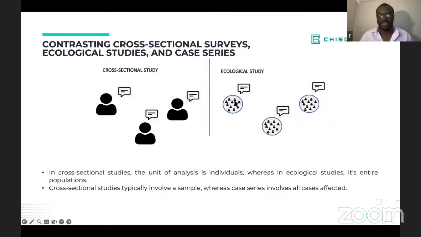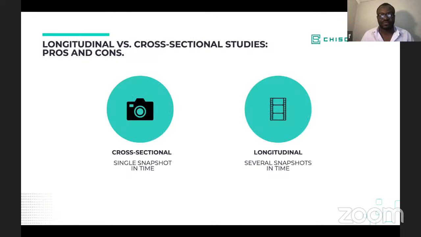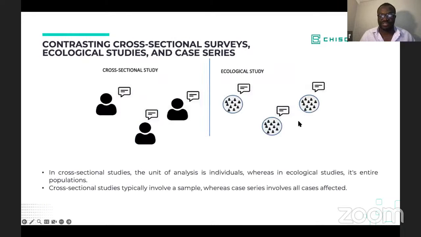For ecological studies, the unit of analysis is populations or groups of people, not necessarily individuals. And that's why here we talk about a very important type of bias. I'm sure you've heard of the word ecological fallacy or ecological bias. It comes from this study design. In other words, you study individuals, but you make inferences to the group, right?